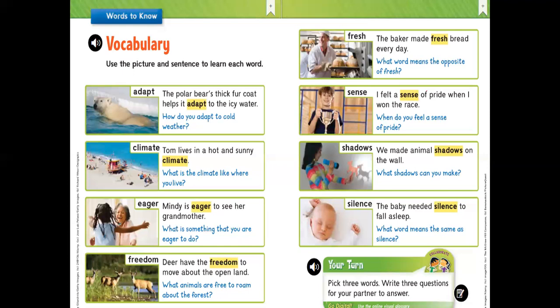Sense is a feeling you have about something. The shadows are dark shapes made when something is in front of the light. Silence means still and quiet.